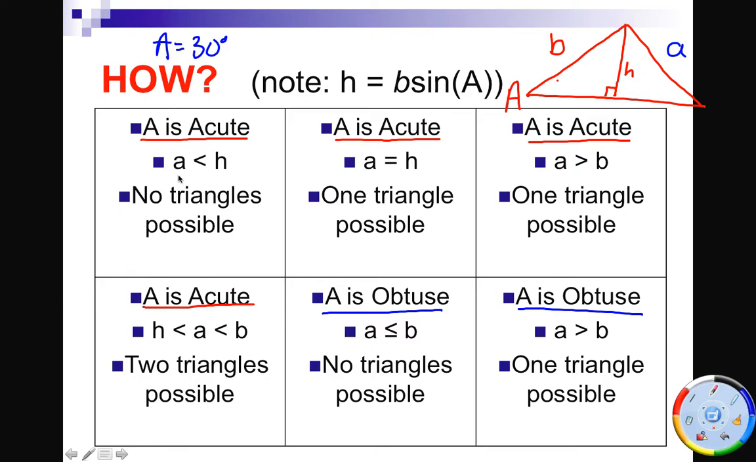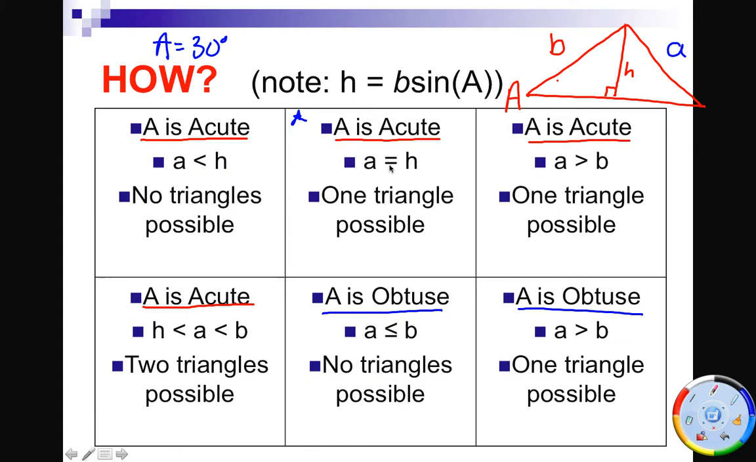Okay, but what if a is not less than h? Well then you go to this one. What if a equals h? If a equals h, that makes sense because a could just be the height of your triangle, and it actually makes one triangle possible. But not only that, it makes the fact that it's a right triangle. So this is kind of an interesting one. It makes a right triangle if a is acute and a is equal to the height.